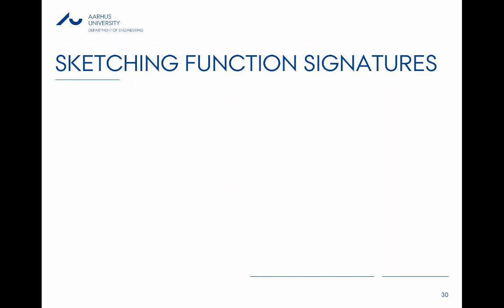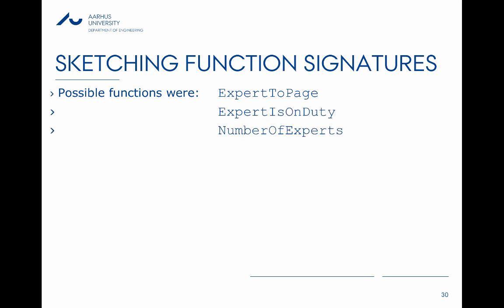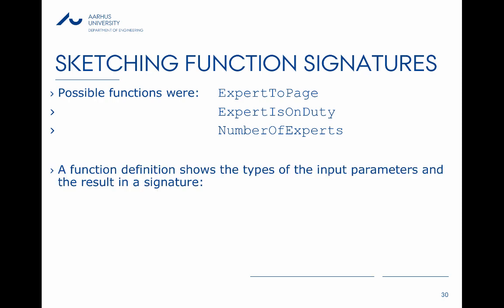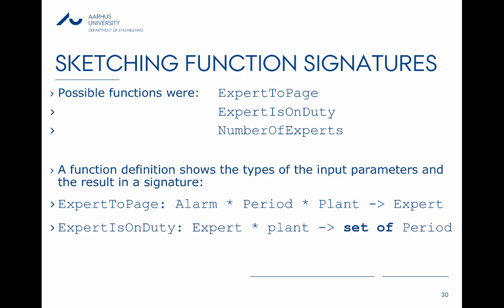So far, so good. Let's try to sketch some function signatures. The possible functions were expert to page, expert is on duty, and number of experts. The function definition shows the types of the input parameters and the result of the signature. So if I say expert to page, we need an alarm, we need to know what period this is appearing in, and we need to have a plant. Given all of this, we'd like to find an expert to page. So that should be an expert we're coming out with.